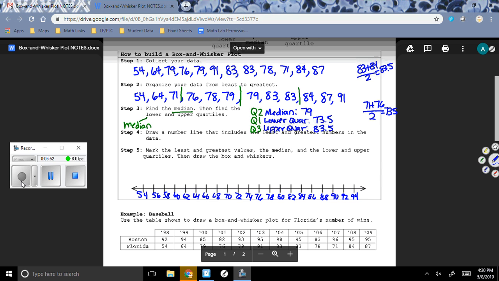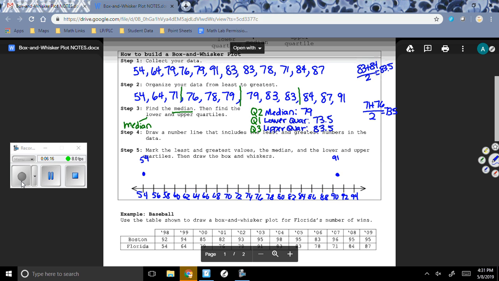So let's start with our least value, that was 54. Right above the 54, I'm going to make a little dot, and even above that, I'm going to label it just to be extra clear on my box and whisker plot. So 54 was my least value, and my greatest value was 91. So that would be halfway between 90 and 92.